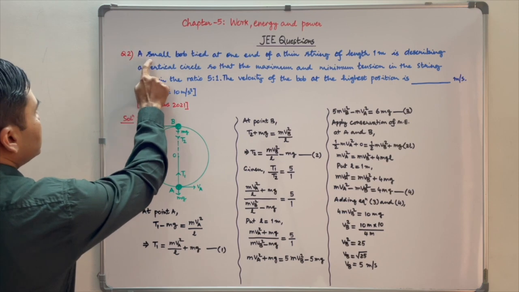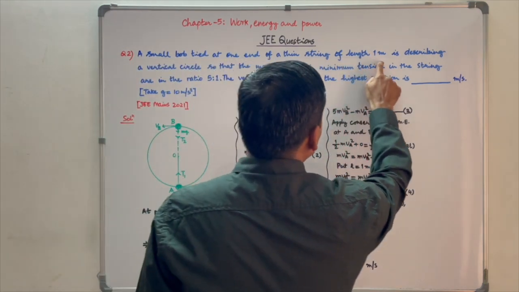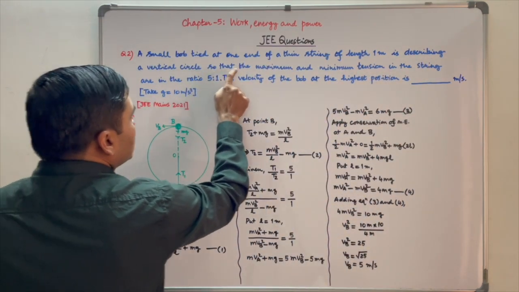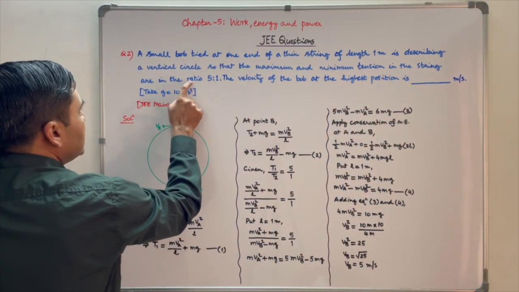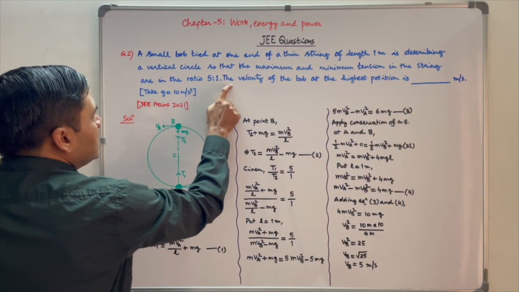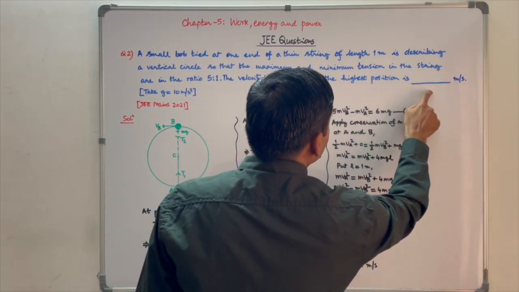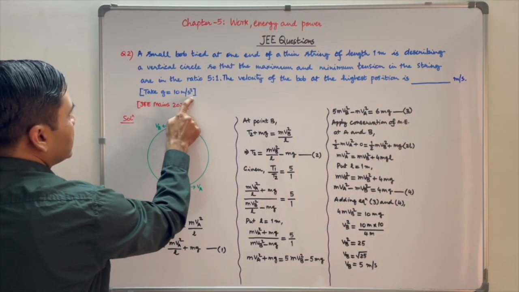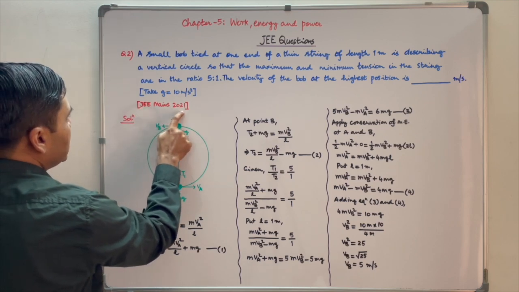Second question. A small bob tied at one end of a thin string of length 1 meter is describing a vertical circle so that the maximum and minimum tension in the string are in the ratio 5:1. The velocity of the bob at the highest position is dash meter per second. Take g is equal to 10 meter per second square. This question was asked in JEE Mains 2021.